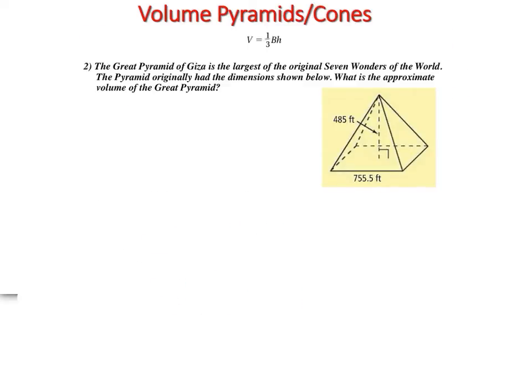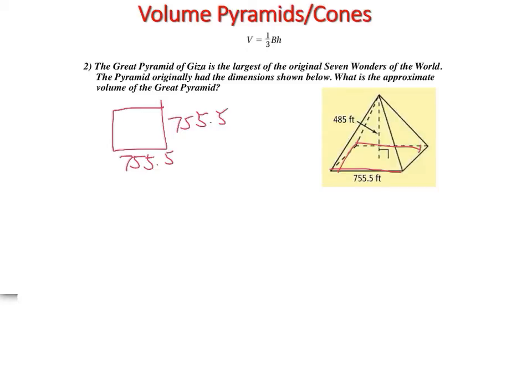This Great Pyramid in Egypt is the largest of the original 7 wonders of the world. The pyramid originally had dimensions shown below. What's the approximate volume of this Great Pyramid? Okay, so we are assuming that this base is a square, which is 755 by 755. So finding that whole area, we want to square that.